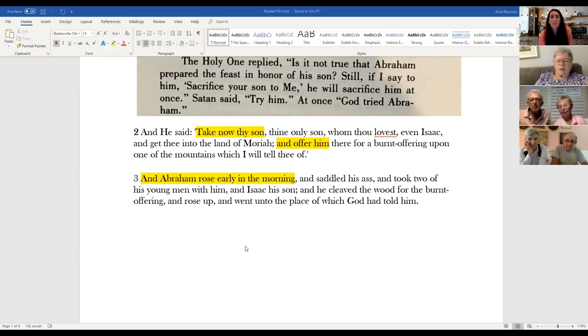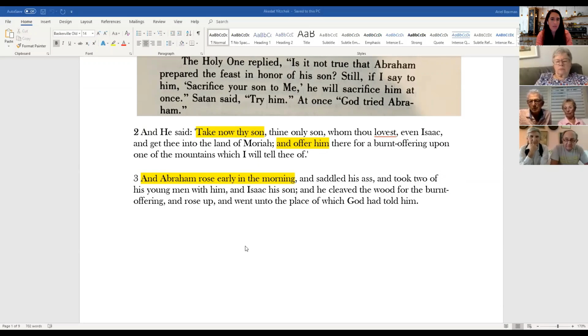Which one are you talking about, God? It's not until a few words down that it says Isaac. It says "thine only son." That's another problem too, right? Why does it say thine only son? We know that Abraham has two sons, Ishmael and Isaac. We're going to hold that thought, because we're going to look at that in just a minute. And "offer him," right? So what does it mean to offer him? That's going to be another one of the questions.